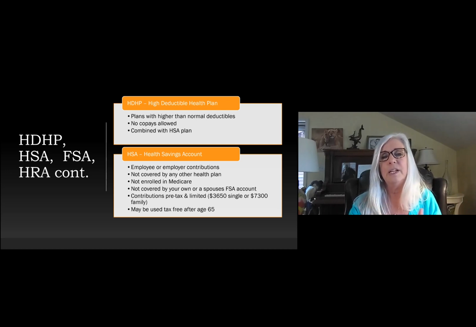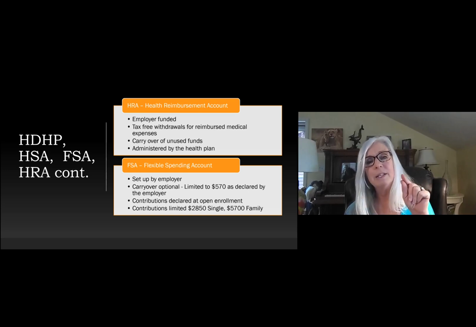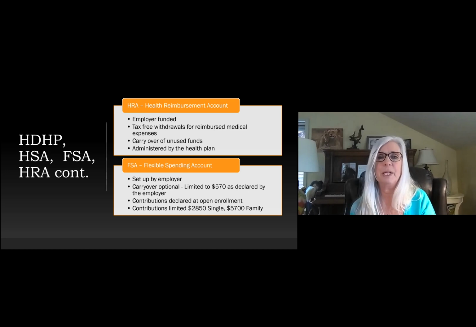So HSA with a high deductible health plan is a great strategy, and explaining it to the employees can be a little bit challenging, but we've done it successfully. And then you have the HRA, a health reimbursement account. A health reimbursement account is employer funded. You have tax-free withdrawals for reimbursed medical expenses. So a classic one is a medical health reimbursement plan.